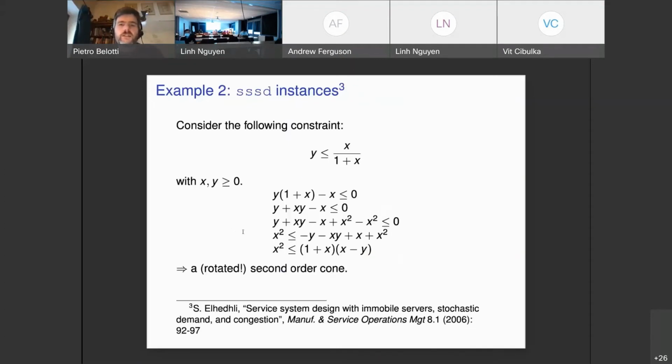There are more complicated constraints. There's an instance in a public benchmark, which is also very interesting because it contains a constraint that is described like this: y must be less than or equal to x divided by 1 plus x, where x and y are both non-negative.